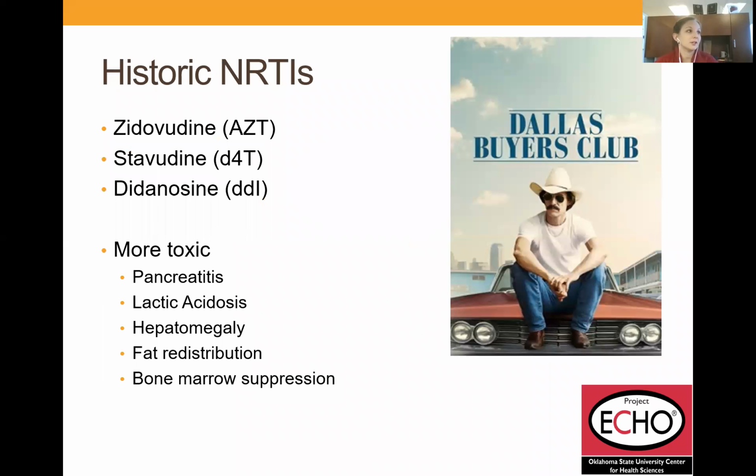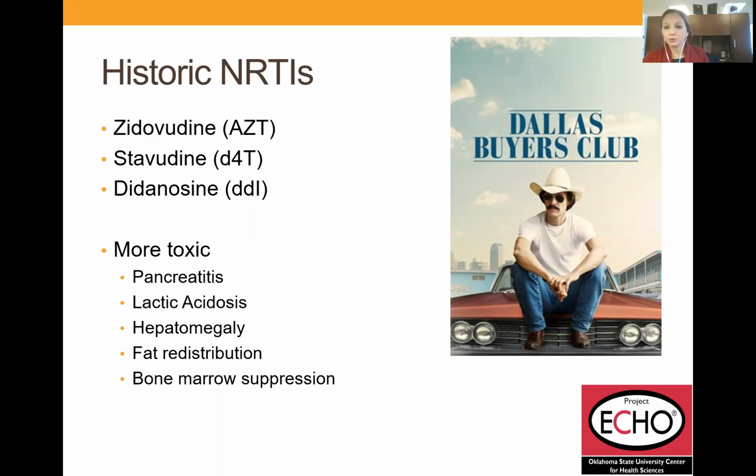So our historic NRTIs that I'm not going to really talk about as much are zidovudine, stavudine, and didanosine. If you read the DHHS guidelines, you'll notice the 3-letter abbreviations that are all throughout. I actually make my students read parts of the guidelines when they're here with me on rotation, and they absolutely hate this because what does AZT have to do with zidovudine anyway? It's a really hard learning curve, and a lot of providers no longer really use these 3-letter abbreviations.